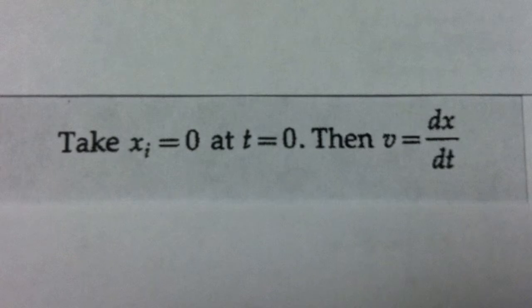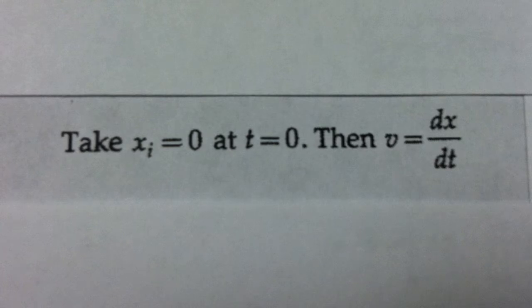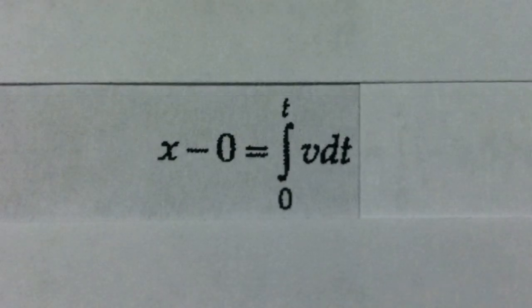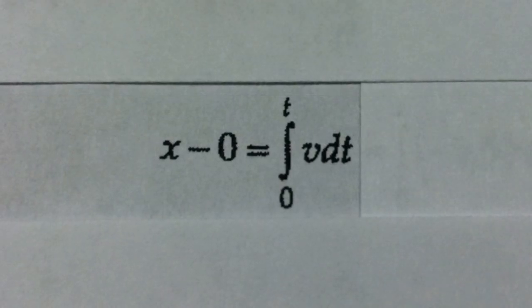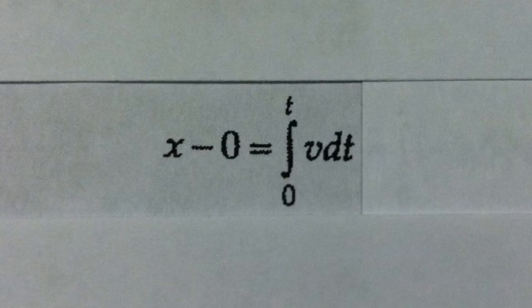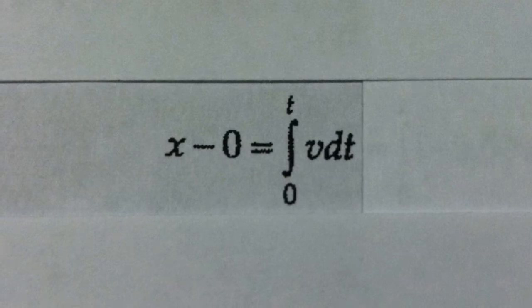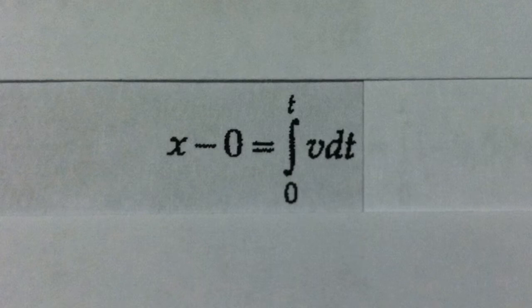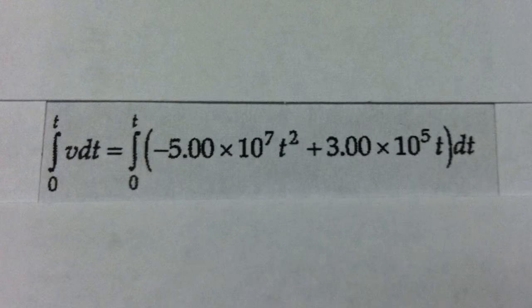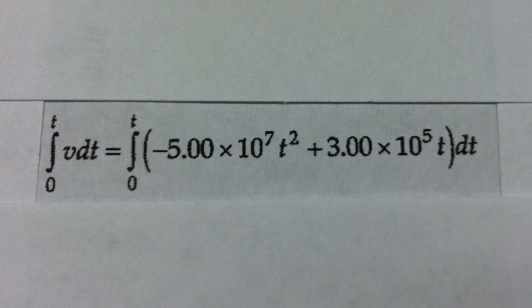To find the position equation, we should use that the position initially is 0, the time initially is 0, and velocity equals dx over dt. Because of the equation velocity equals dx over dt, you will then get this. X minus 0 equals the integral from 0 to t of velocity times dt. Once you take the integral from 0 to t of velocity times dt, it should look like this.